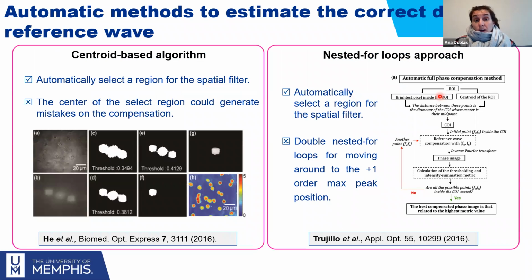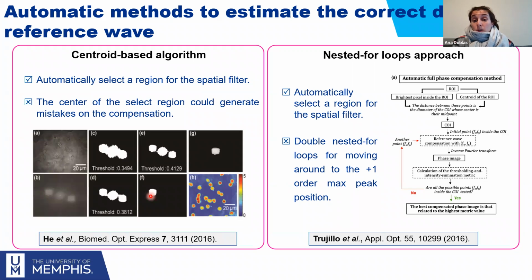So there are different algorithms. We are not the only ones working on this topic. There are other people who have worked on it. For example, here they published a work where they were selecting the Umax, Vmax values as the center of the +1 term, using centroid mass approaches.